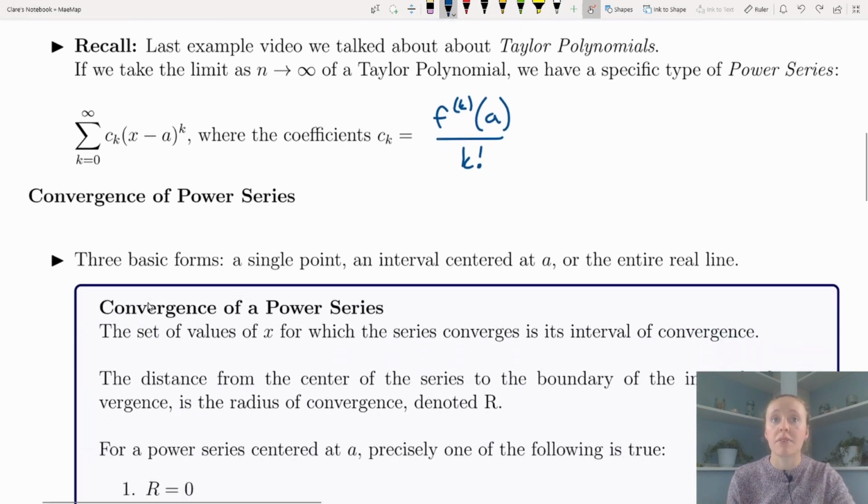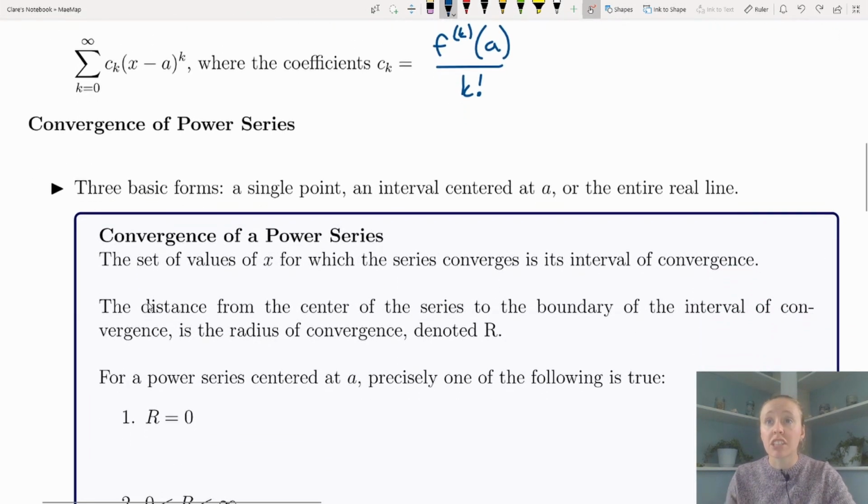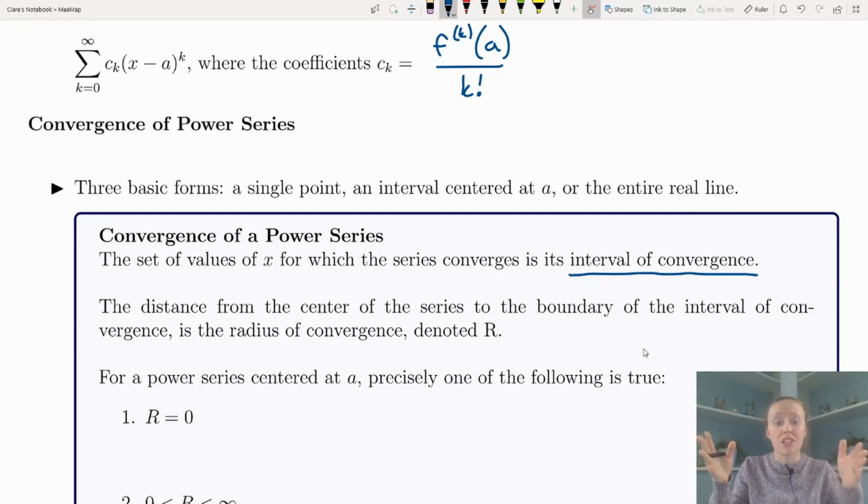So the set of x values for which the series converges is its interval of convergence. The distance from the center of that series, which remember is represented by a, to the boundary of that interval of convergence is known as its radius of convergence, and that's denoted by r. So for a power series centered at a, we're going to have one of the following: either a single point, an interval centered at a, or the entire real line.